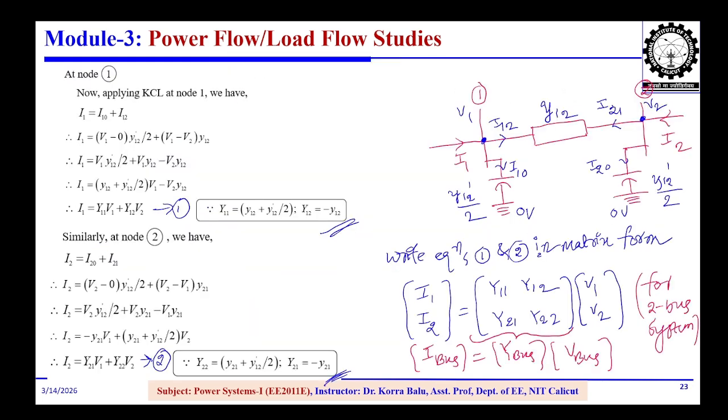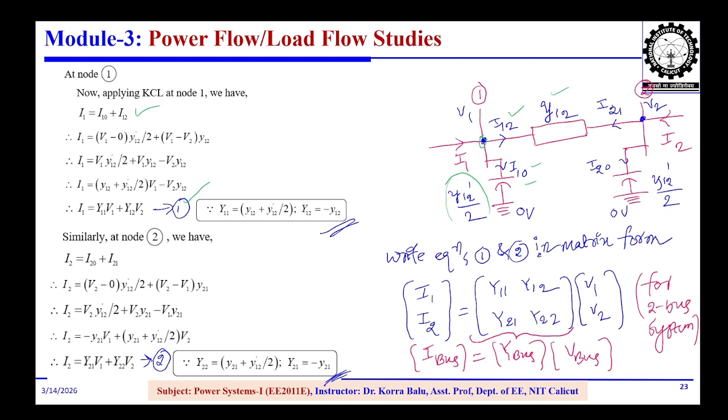From here, apply KCL at node 1: incoming current is equal to outgoing current, so I1 is equal to I12 plus I10. From there, you'll get this equation. To calculate the I1 value, I10 is V1 minus 0, multiplied by Y12 dash by 2, since this is in the form of admittance; multiplying with the voltage value gives the current. This will give I10, then (V1 minus V2) into Y12 will give I12. From there you can simplify and we'll get equation 1.